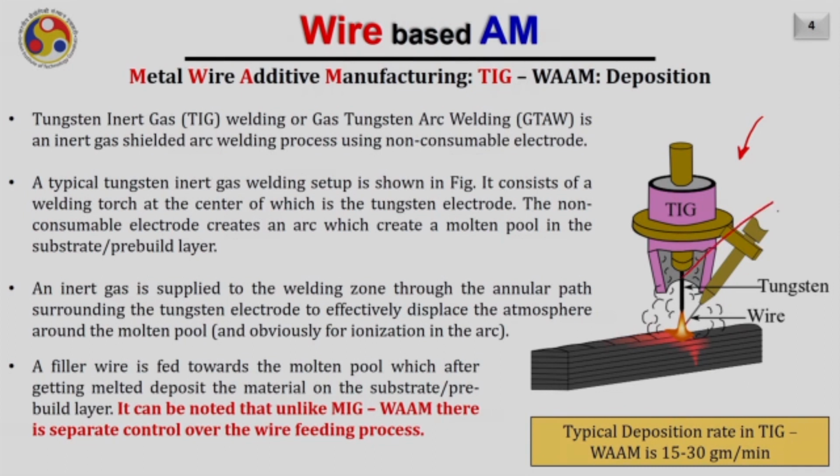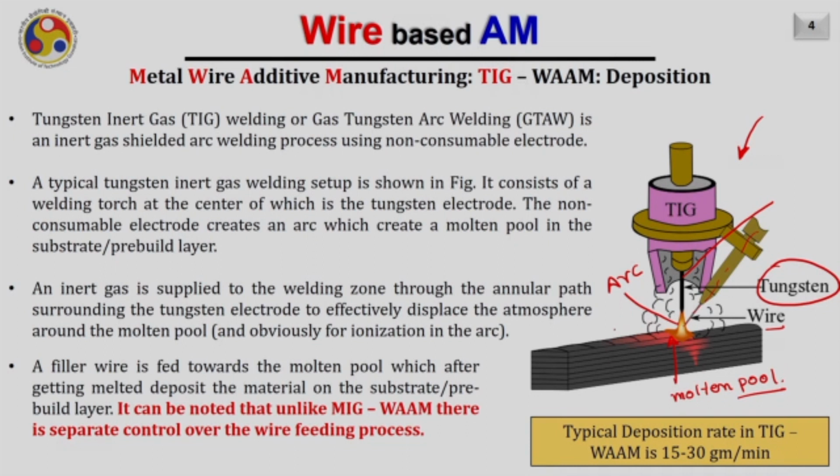This is the tungsten electrode. The non-consumable tungsten electrode creates an arc. This is the arc. And it creates a molten pool on the substrate. So this is the molten pool. And in that molten pool, a wire is fed from the side or by a different mechanism.